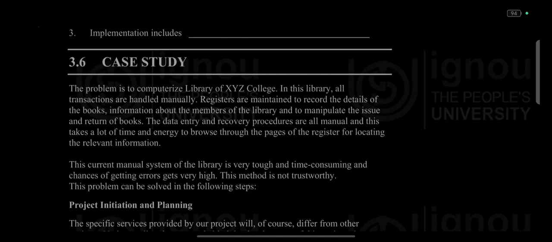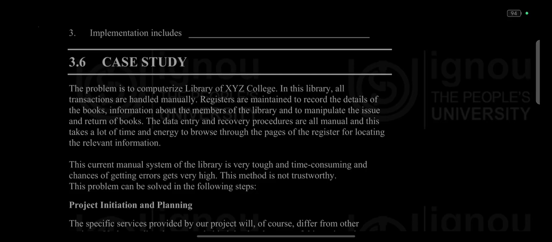3.6 Case study. The problem is to computerize the library of XYZ college. In this library, all transactions are handled manually. Registers are maintained to record the details of the books, information about the members of the library, and to manipulate the issue and return of books.